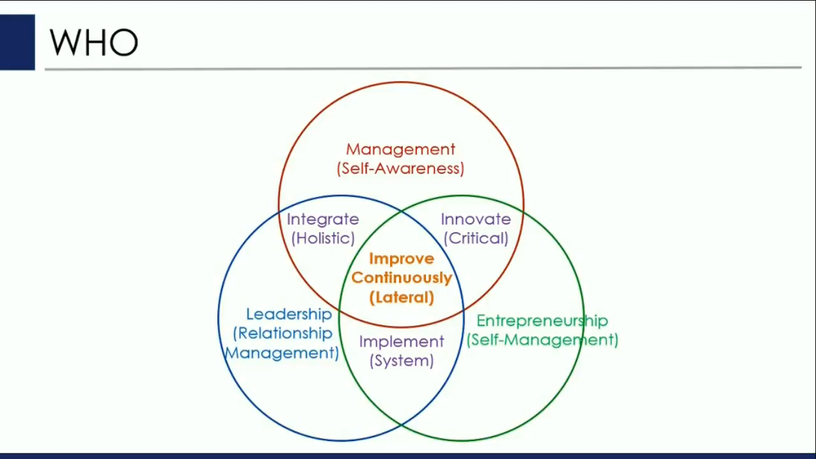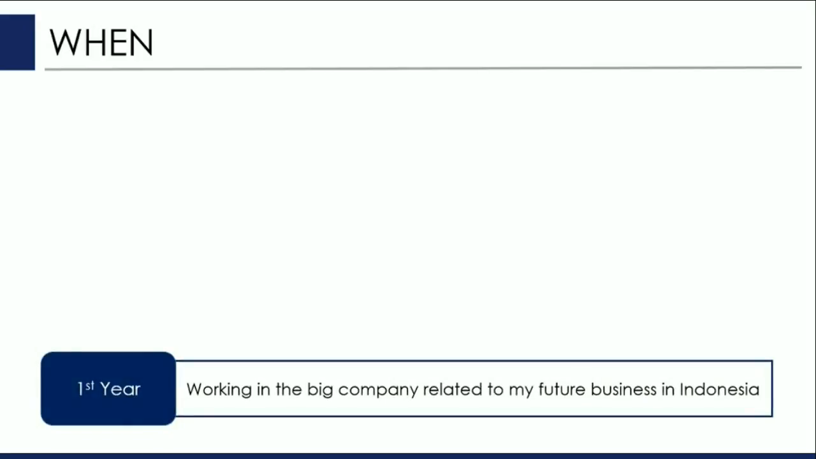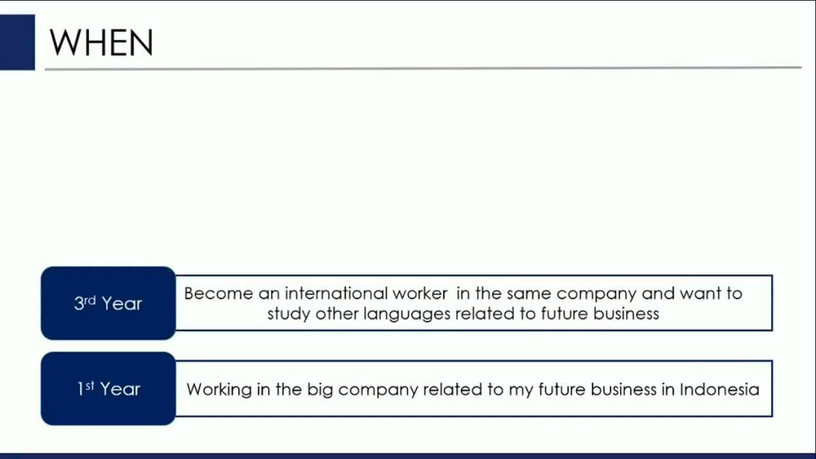Now, moving on to the when. In this section, I'm going to explain the targeted goals that I have to achieve. I will project my goal not only for 1 or 3 years, but I will project it until 10 years. So in the first year, after I graduate as an international business management student from Pakistan University, I will work in a big company related to my future business in Indonesia. Then, in the 3rd year, I will have a plan to improve myself from a local worker into an international worker under the same company.